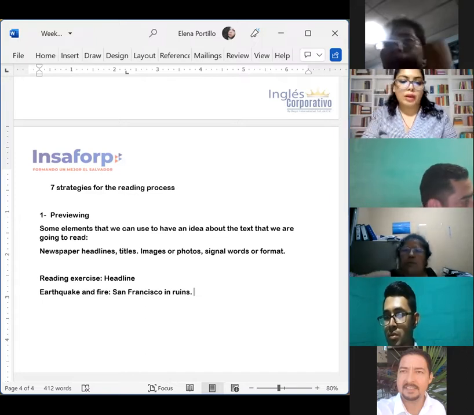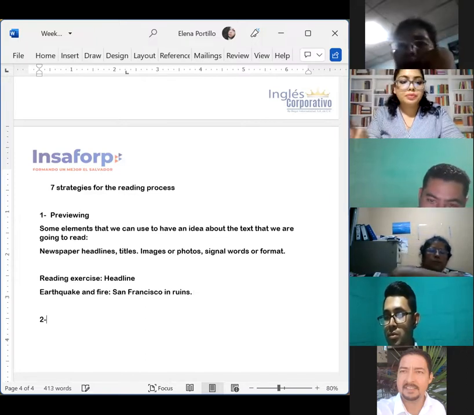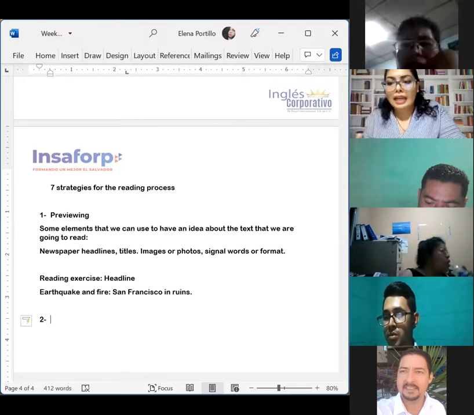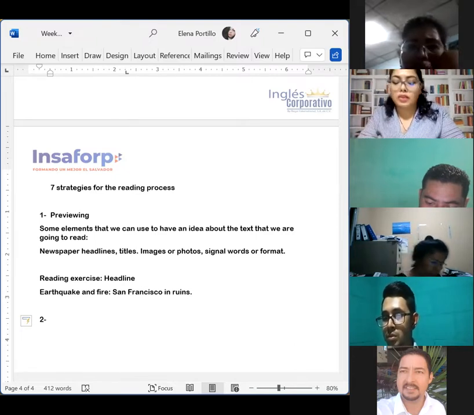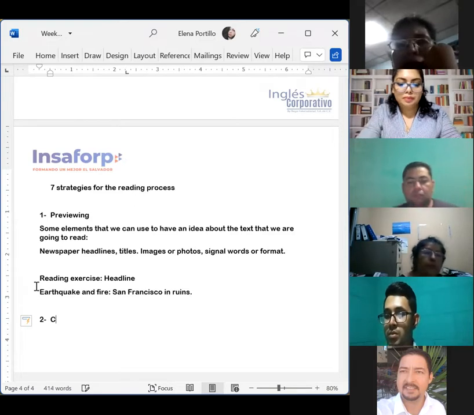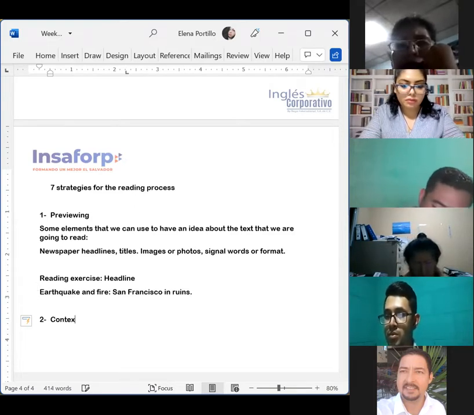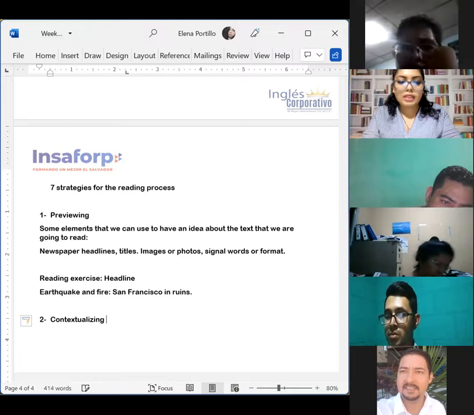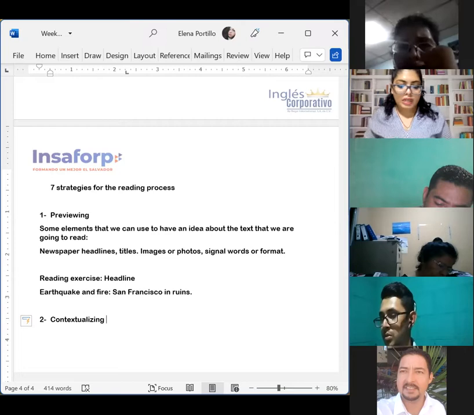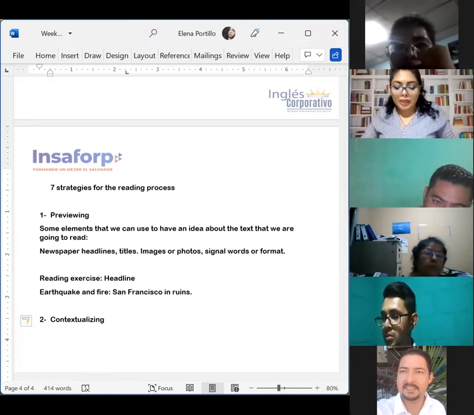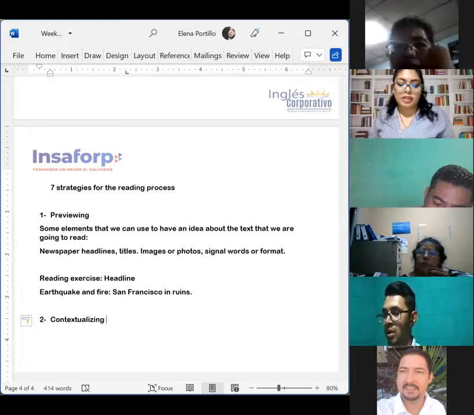Then we have the second one, because we are going to do it like this. We are going to name the strategy, then we are going to do the example or the exercise, like the first one. So we have number one: Contextualizing. We are going to use the context of something. It is always helpful for students or people that are learning something new to place the text within a context.